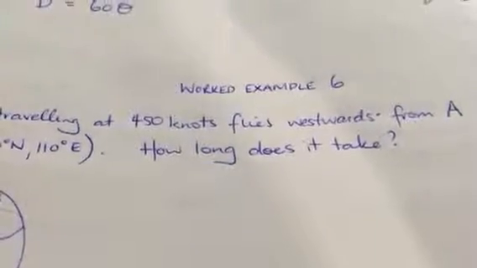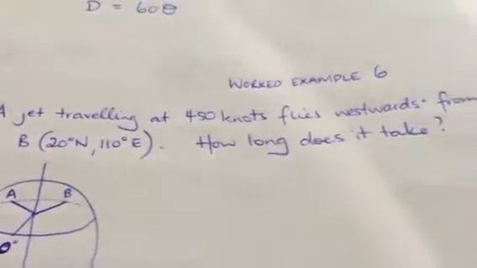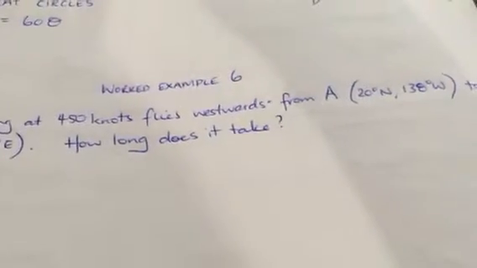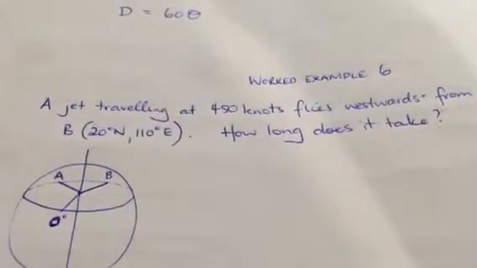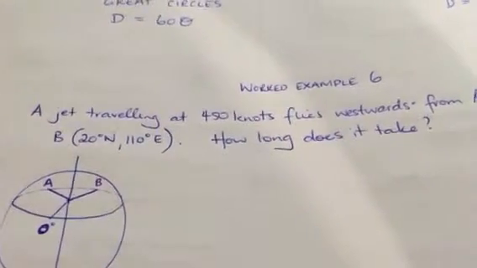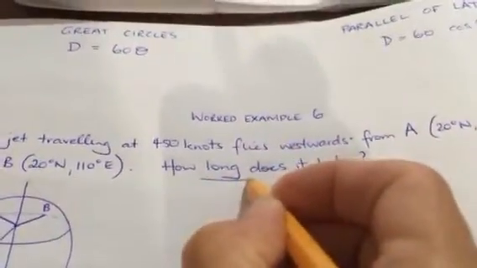And here's the second part of worked example 6. A jet travelling at 450 knots flies westwards from A, 20 degrees north, 138 degrees west, to B, 20 degrees north, 110 degrees east. How long does it take? Okay, so we're going to be looking for time.